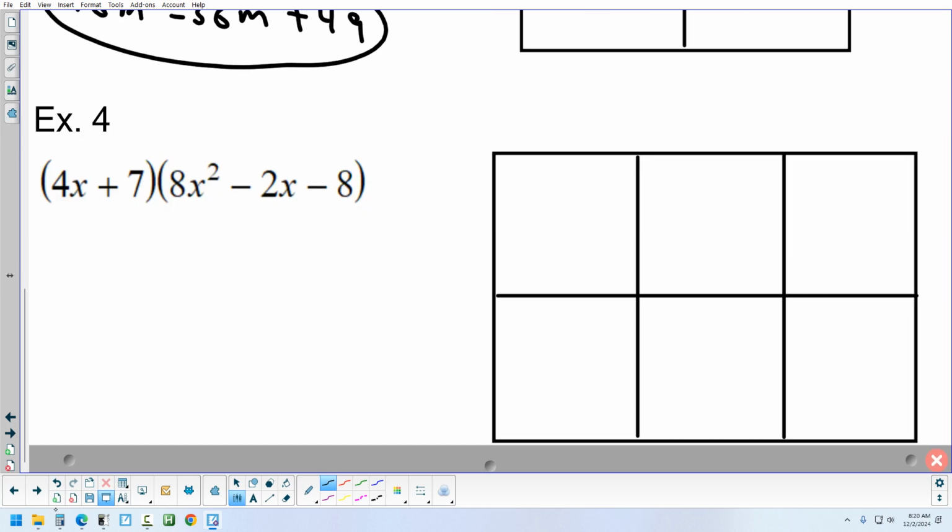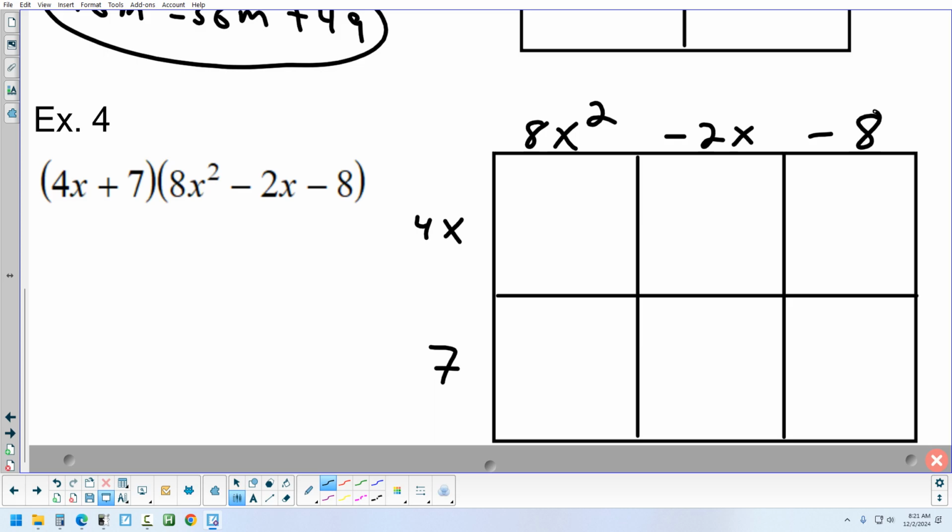So this one has 2, and then it has 3. What are going to be the ones that I write going down? Yep, I'm going to do a 4x and a positive 7. And then what are going to be the ones that go across the top? Gigi? The 8x squared. Yep. And the negative 2x and the negative 8. The negative 2x and the negative 8. Yep. Okay, so this one has 6 multiplications we need to do.